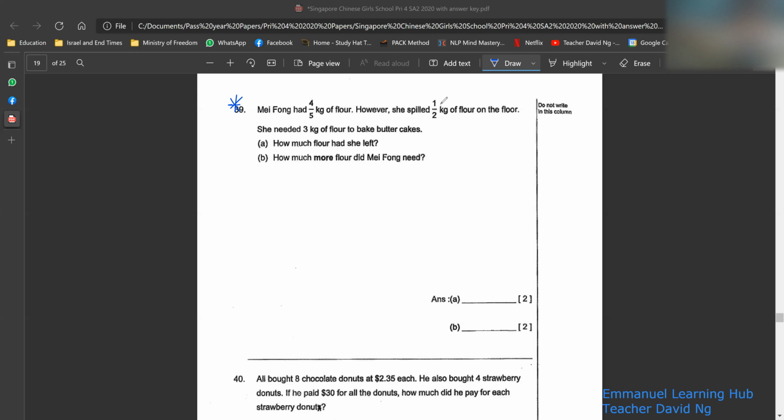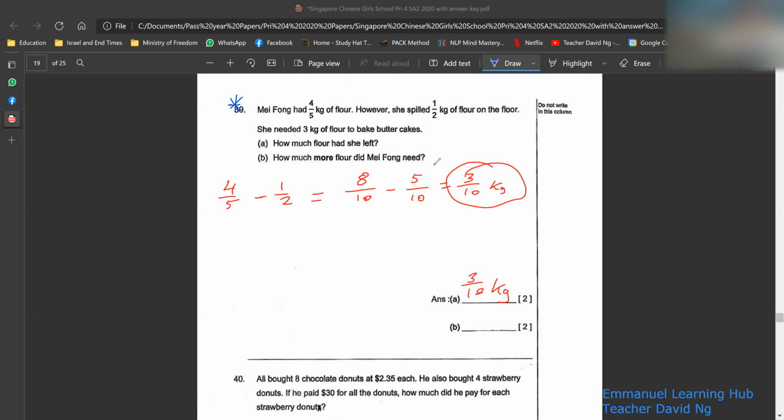Okay, Mei Fong had 4/5 kg of flour. She spilled half kg on the floor, right? Do you agree after I minus off, this is the amount of flour she has left after she spilled, correct? So 4/5 minus half, right? Okay, this is the amount of flour she has left after she spilled half a kg. But she needed 3 kg to bake butter cookies. I mean butter cakes. So 3/10 kg.